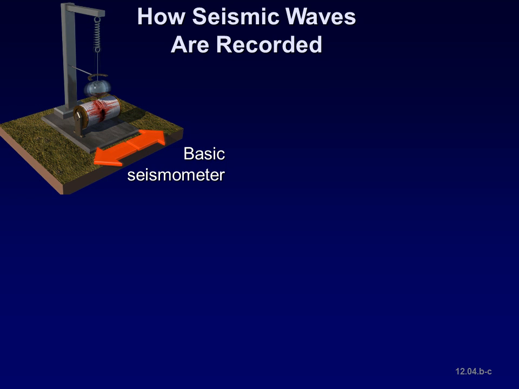Recording seismic waves has changed throughout time. As seismic waves arrive at a seismometer, that's what we're looking at here, they cause the pen to travel back and forth, mimicking the way the ground is moving. As this line is moving back and forth, it's representing the way the Earth is shaking. So a seismometer detects and records the passage of seismic waves.